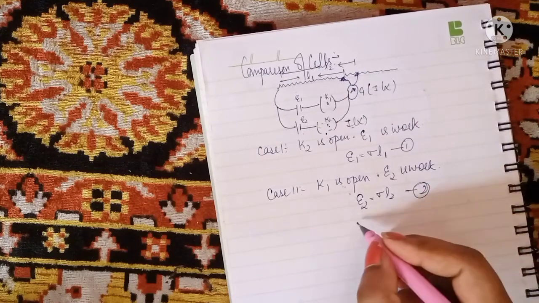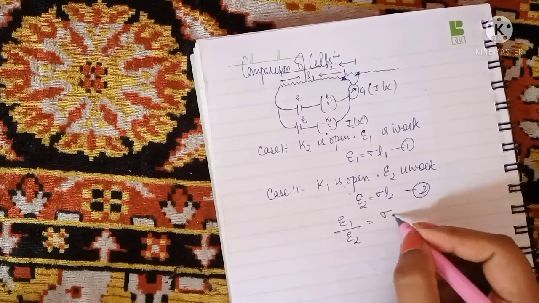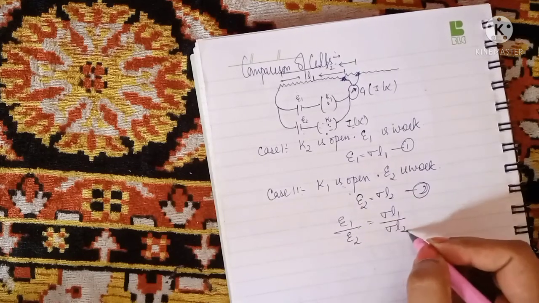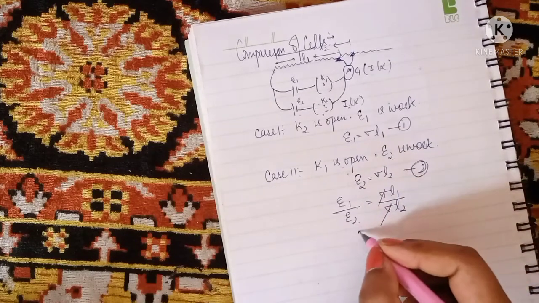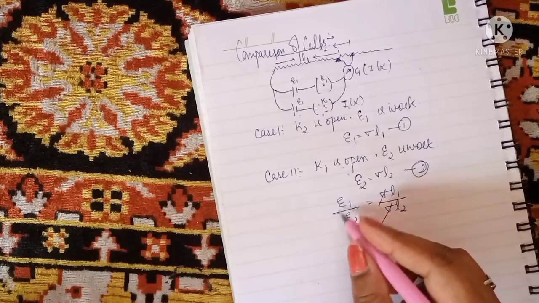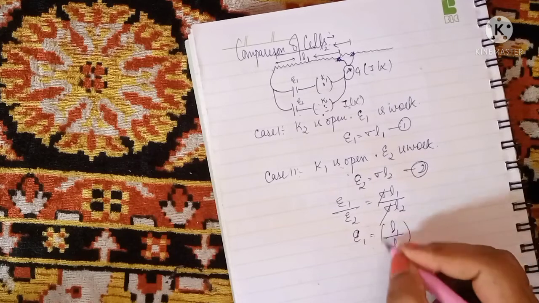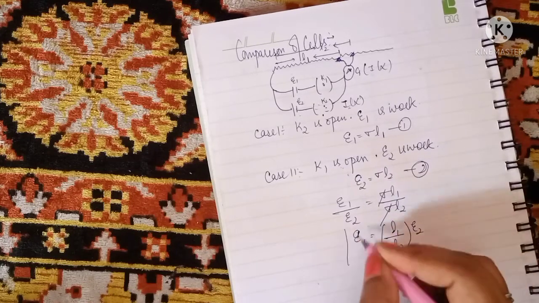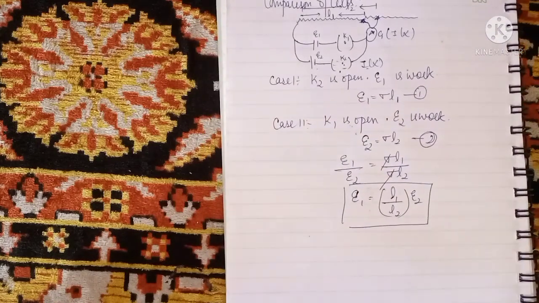Now we will calculate the ratio as previously done. E1 upon E2 equals sigma L1 upon sigma L2. Sigma and sigma are going to cancel out. So in order to compare the EMF, E1 upon E2 equals L1 upon L2. This is the way you are going to compare the EMF of the cells. Clear? So this is the way you have to solve the application here.